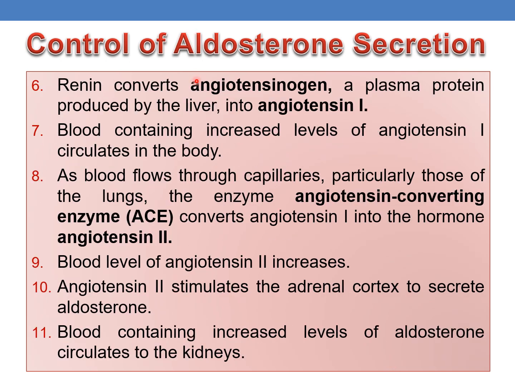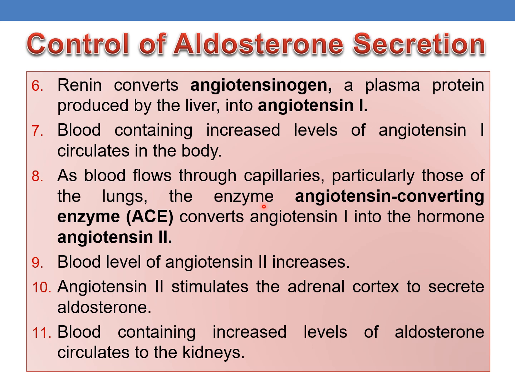And this renin converts angiotensinogen, a plasma protein that is produced by the liver, into angiotensin 1. The blood containing increased levels of angiotensin 1 circulates in the body.